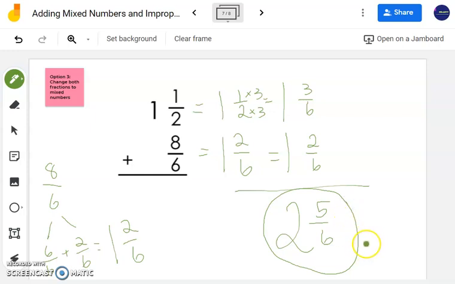Now, these are 3 different ways to solve mixed numbers and improper fractions. These ways work when you are adding and subtracting. I encourage you to try them all and pick which one you like the best and stick with that method. Depending on what's given to you, might also determine what method you select to do when you're solving each problem.